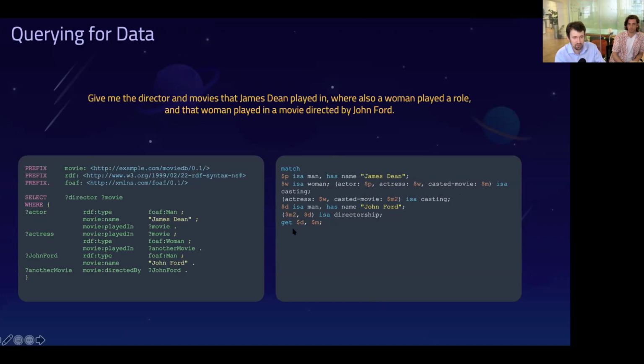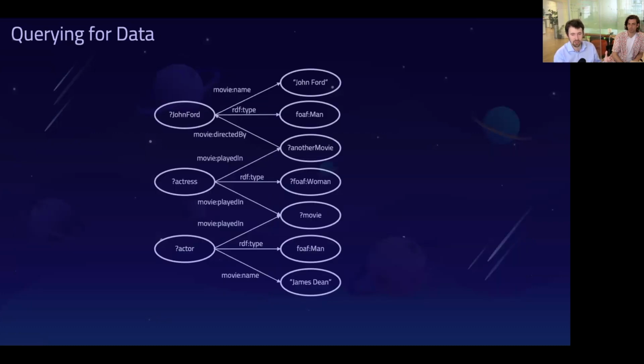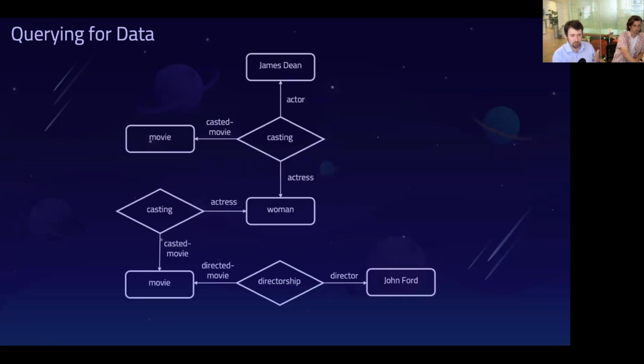And at the bottom, we get the information based on the traversal that we've defined and the filtering that we've done as well. And conceptually, we also want to highlight how we would think about this query if we think of it in graphical terms, because the SPARQL query would look as follows, whereas the TypeQL query would look like this.